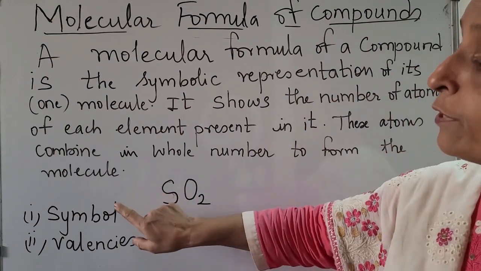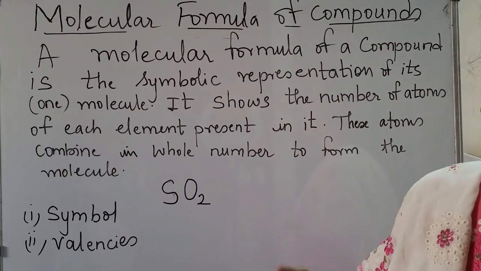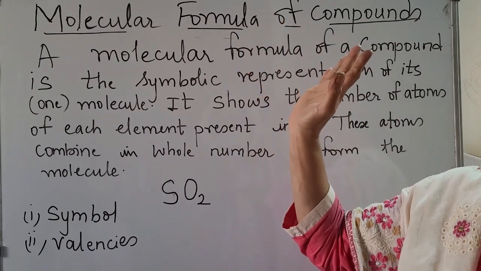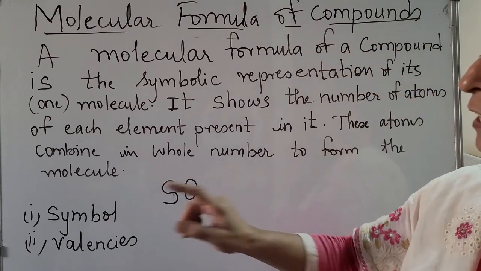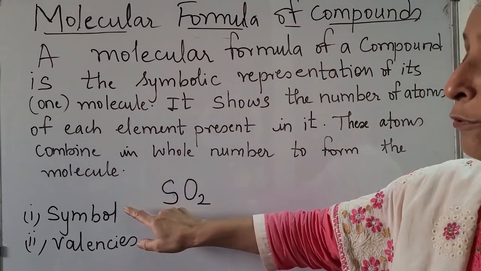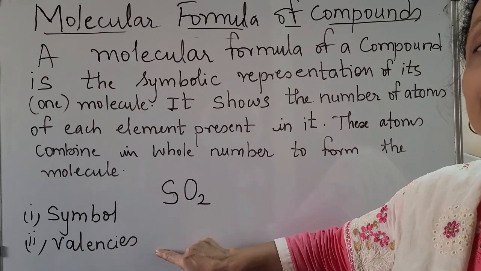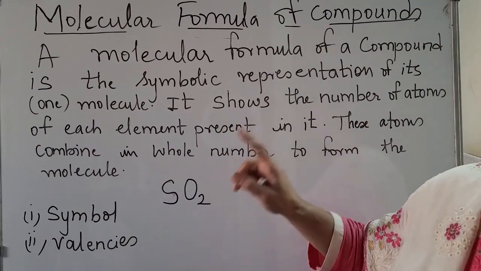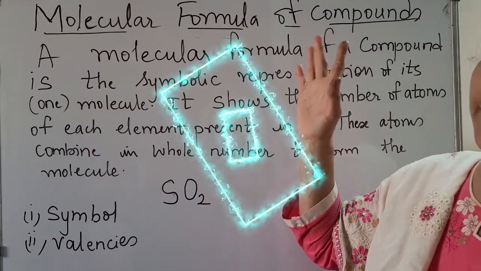So what you have to know is the symbol of that element. In a formula, you cannot write the full name, sulfur dioxide. That is not a formula. When you write in symbols, then it shows the formula. So you should know the symbols and you should know the valencies. When you know the valencies, you will be able to make the molecular formula.